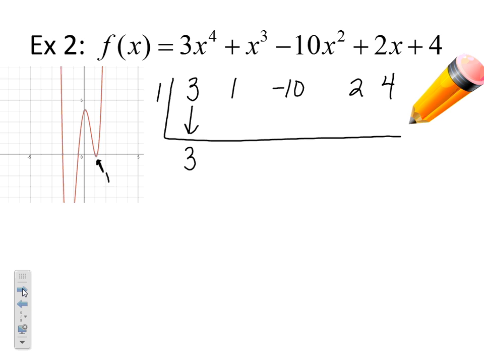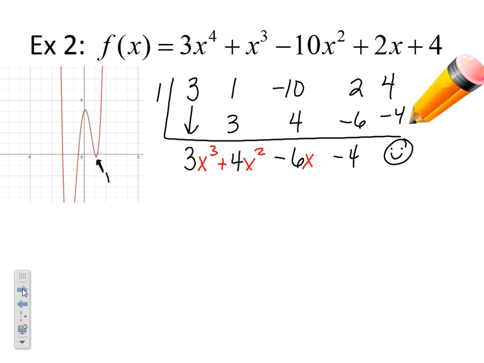So 3 drops down, multiply, add, multiply, add, multiply, add, and one more multiply, and add. And what should happen, of course, if you are taking a good rational zero from your graph, is that you get a zero remainder. That's a nice thing. So what's left here is, if I put my x's back on and label what's going on, the negative 4 is my plain number, my constant. The x's would be here, x squared would be there, and this one would be x to the third. So this is the polynomial that I have left after I divide out one of those solutions.